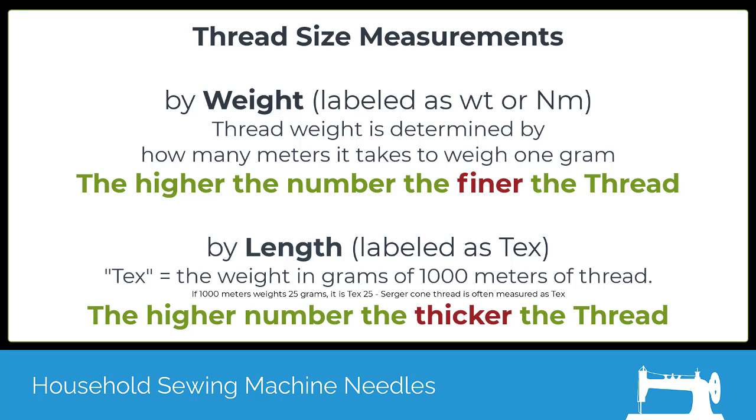A heavy decorative thread, like the Wonder Fil, the Razzle Dazzle, and Sizzle, which a lot of times are used either in bobbin work or in serger loopers or couching, is an 8 weight. That means that it takes 8 meters to weigh 1 gram. In the thread video, I'll go into much more detail on that.